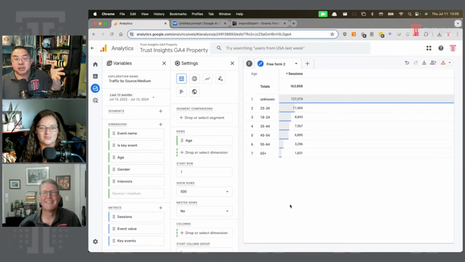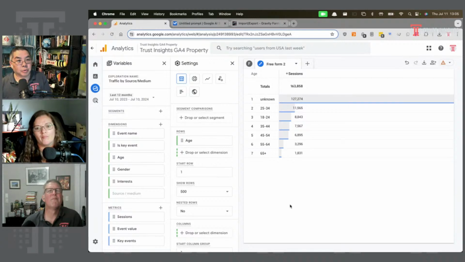So 6 to 12 months is about right. What we see here is a nice bar chart from Google Analytics saying there's a whole bunch of people I don't know anything about because of data privacy stuff. And then these are your breakouts: 25 to 34, 18 to 24, 35 to 44, 45 to 54, 55 to 64, and 65 plus. What we see is that the plurality of our audience is under the age of 35.